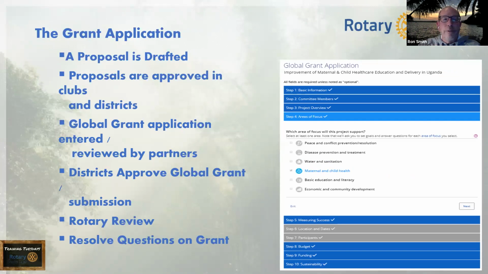As we mentioned, just to review, the proposal is drafted. There's all kinds of questions. Here's just an indication. You can see the various steps. You have basic information, who are the committee members, what's the project overview, what's the area of focus, and I would strongly urge, unless there's some compelling reason, you pick one. Because if you pick two, you'll find out that the measurement and evaluations section doubles, because there's a measurement and evaluation section for each area of focus that's very specific to the area of focus.